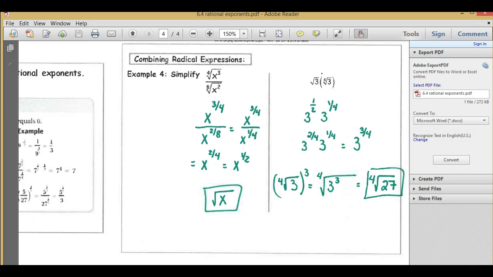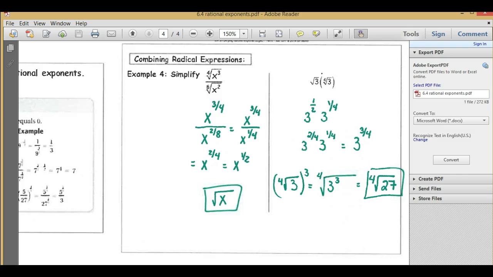Well, because this problem was given as a radical, I want our answer to be as a radical. Okay, if it's given as an exponent, feel free to leave it as an exponent. But these were radicals, so we have to rewrite them that way. So x to the half, remember that 2 is the index. I didn't write it, but we know that that's the square root, and there's just 1 x, so the square root of x.